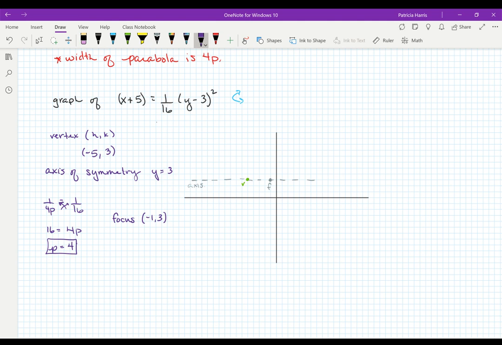All right. Now I'm going to go back to my vertex, and count in the opposite direction for my directrix. 1, 2, 3, 4. So there's my directrix. Remember that the directrix is always perpendicular to the axis of symmetry. So this is going to be x equals, and that's 4 away, so it's going to be at negative 6, negative 7, negative 8, and negative 9.